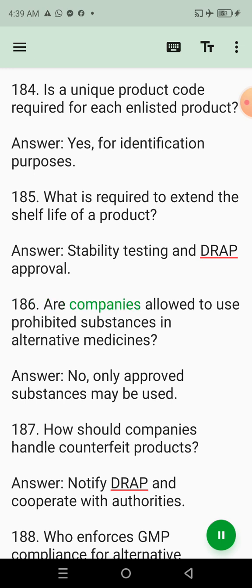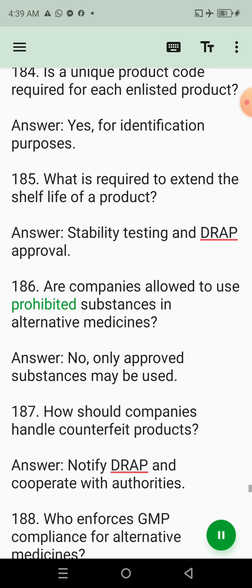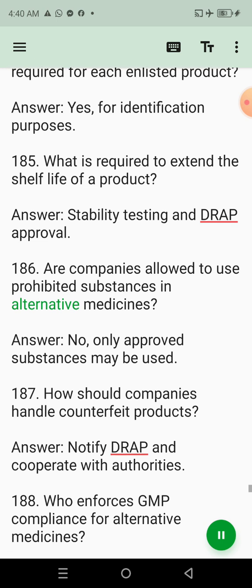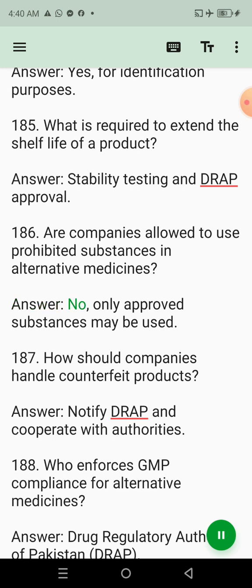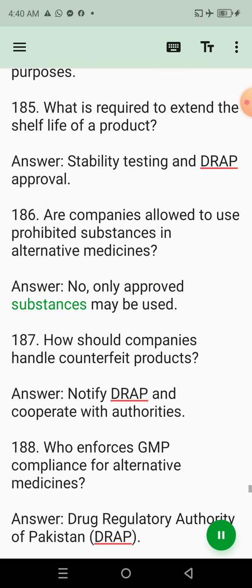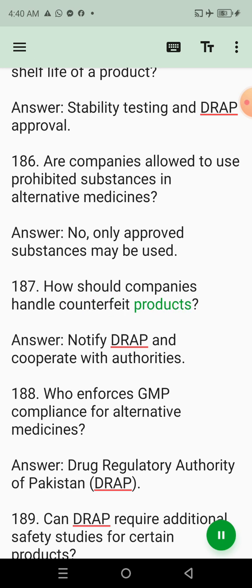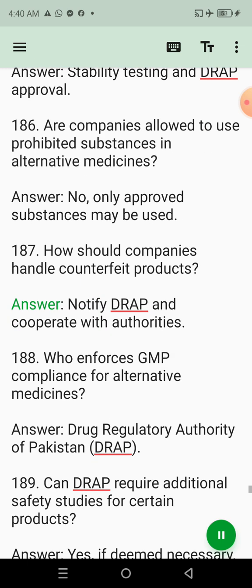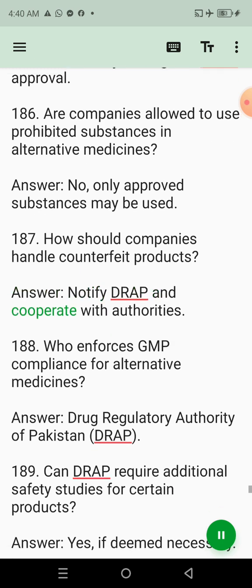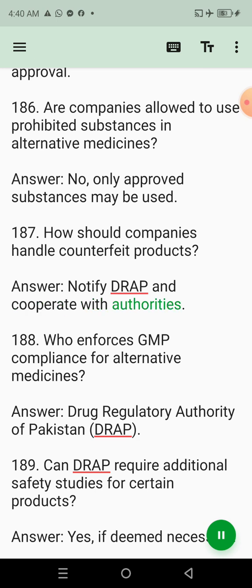186. Are companies allowed to use prohibited substances in alternative medicines? Answer: no, only approved substances may be used. 187. How should companies handle counterfeit products? Answer: notify DRAP and cooperate with authorities.